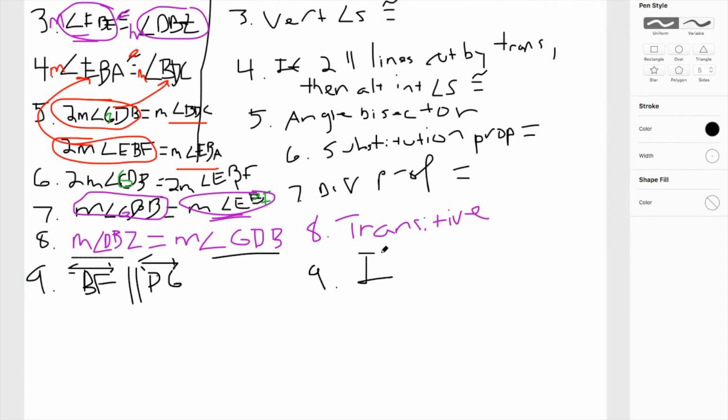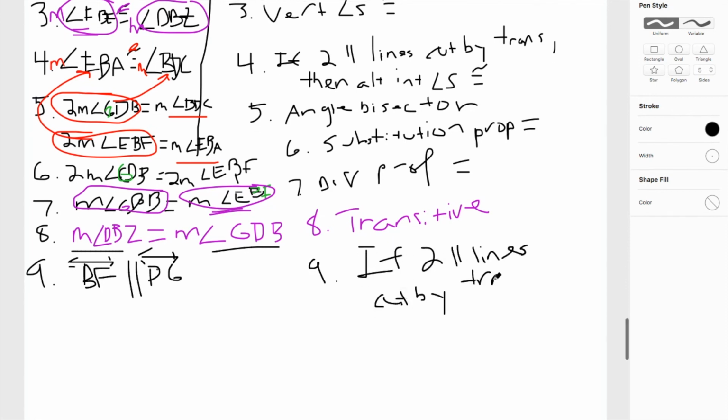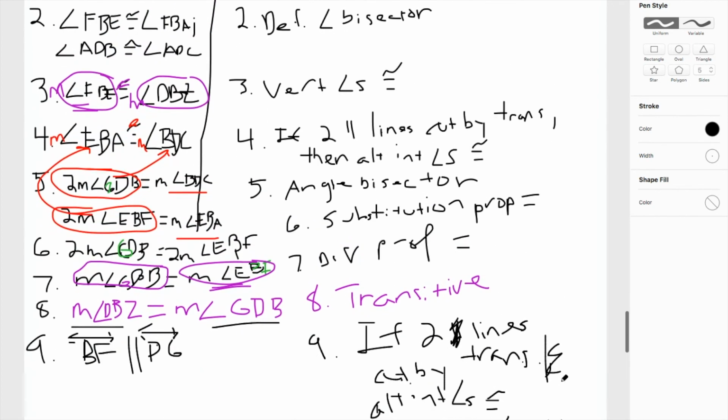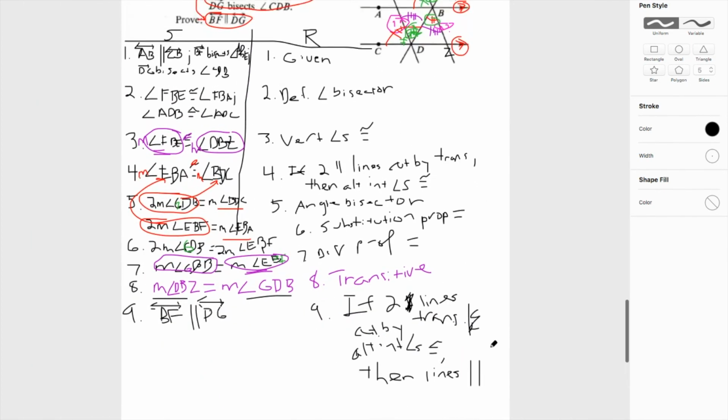And we know that because if two lines cut by a transversal and alternate interior angles are congruent, then we've established the lines must be parallel. So that's my 9-step proof. Let me zoom out so maybe you can see the whole thing and we can look at the diagram.